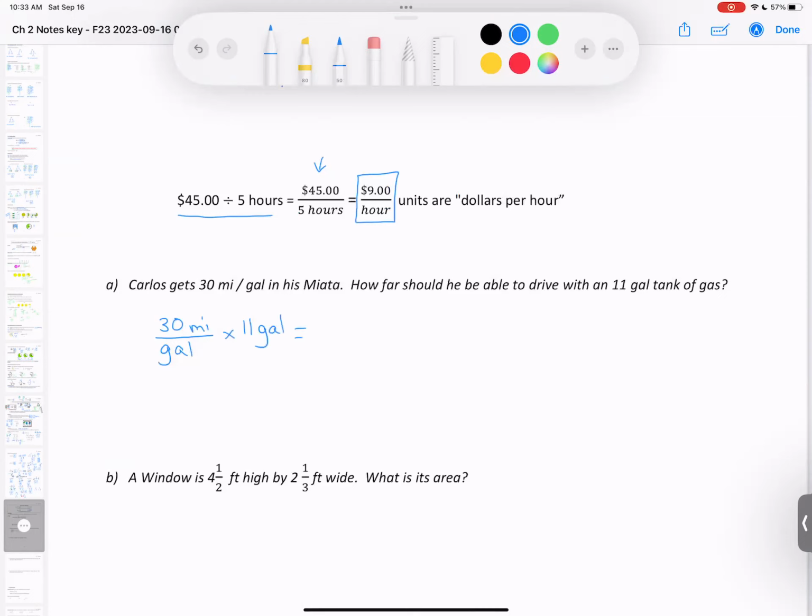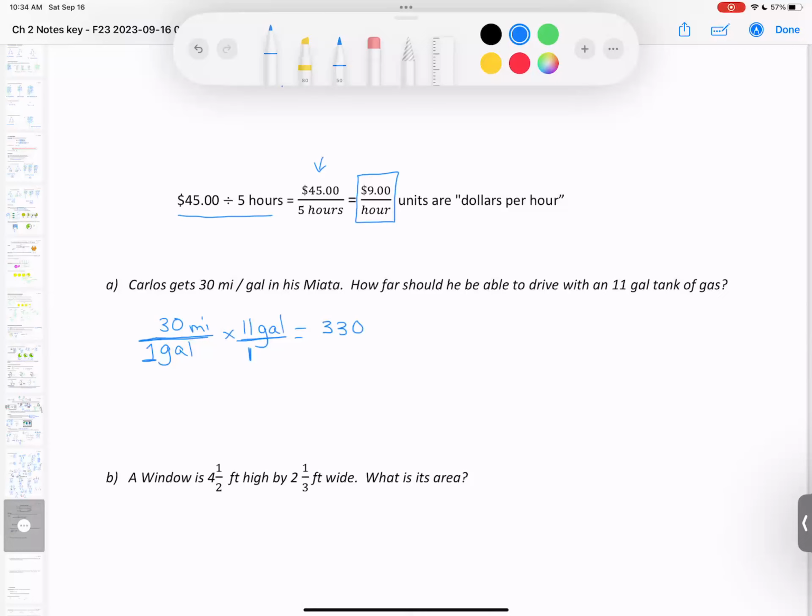Okay, so that's going to be a multiplication. You can think of this, you could add a 1 here, right? This is 30 miles per every 1 gallon. And if you wanted, we can think about that whole number 11 as 11 over 1. So now we have 30 times 11. What does that give us? So I'll use my calculator here to get 330.